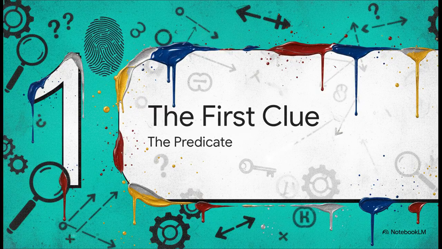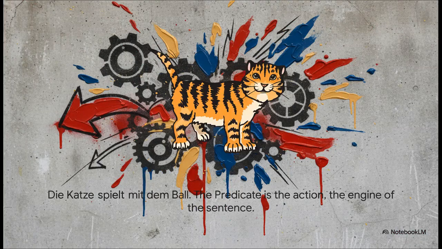Okay, now that we know how to find the blocks, let's learn what they actually are. Any good investigation starts with the most important clue, right? Well, in a German sentence, that clue is always the predicate, or das Prädikat. The predicate is the absolute heart of the sentence. It's the action, the verb, it's the engine that makes the whole thing go. So in Die Katze spielt mit dem Ball, the action, the thing that's actually happening, is spielt, plays. Without that single word, it's not a sentence. It's just a cat and a ball hanging out.